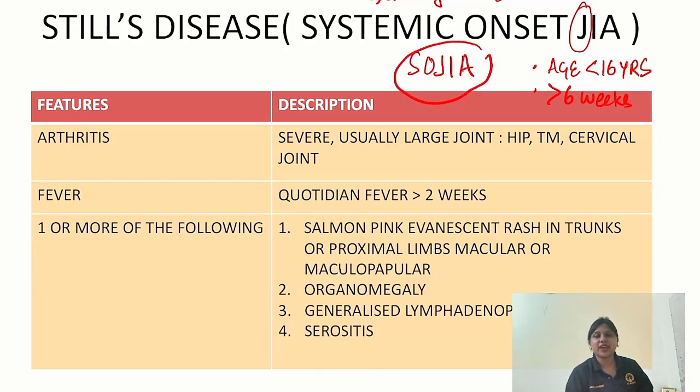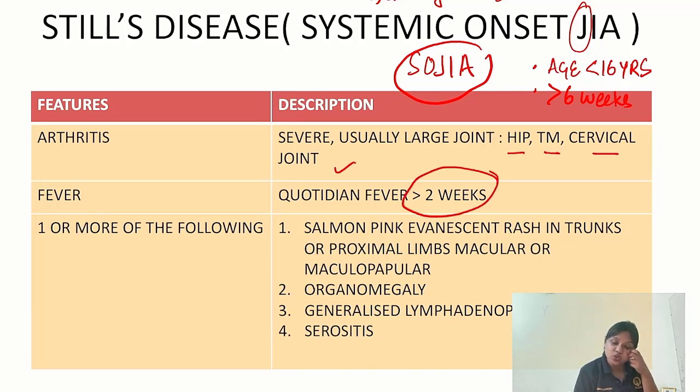तो सोजिया में क्या मिलेगी? तो आर्थराइटिस, it is a severe, usually large joint involvement: hip, temporomandibular, cervical joint involvement is there. Fever, it is a quotidian fever more than 2 weeks. So it is more than 2 weeks.